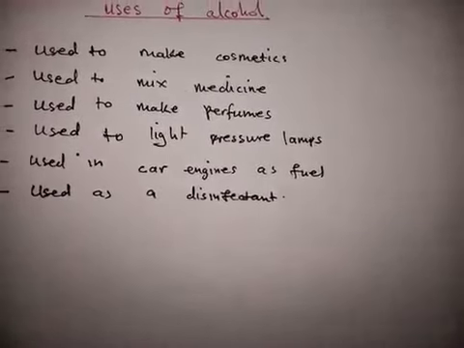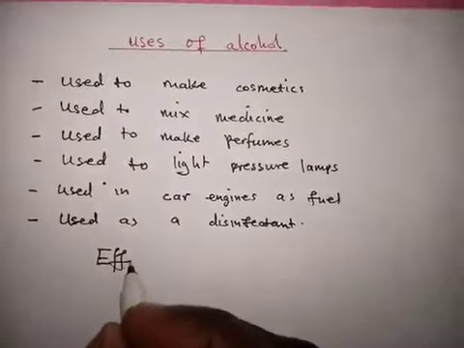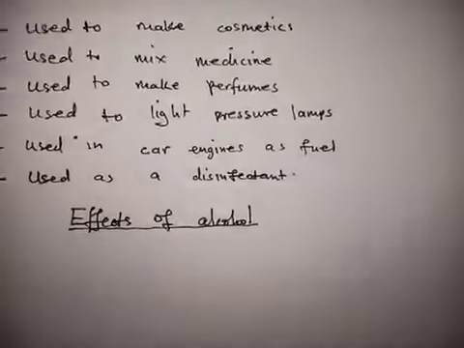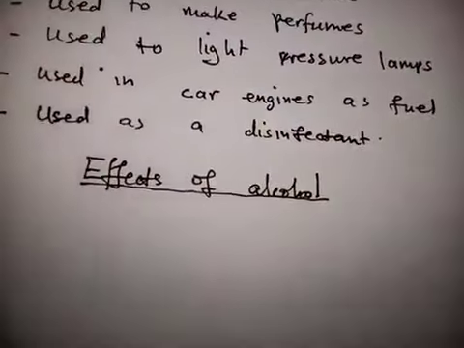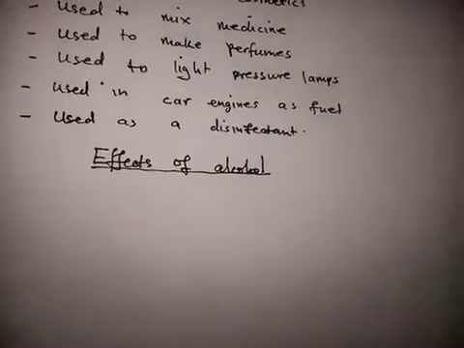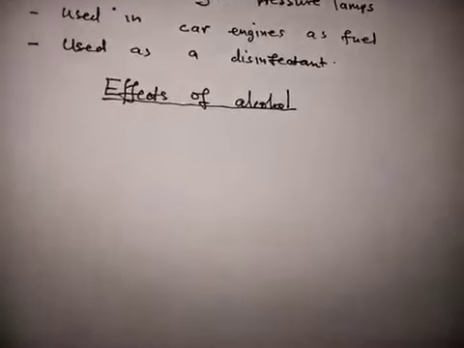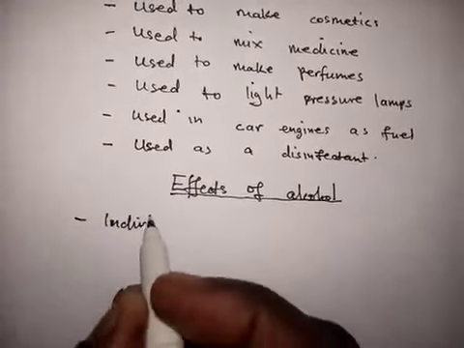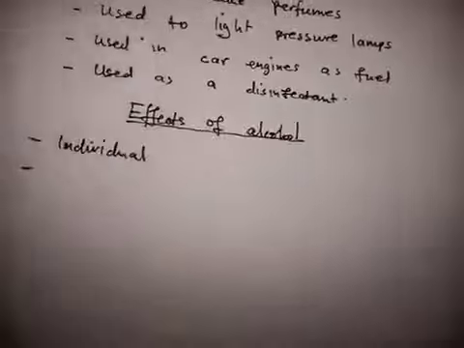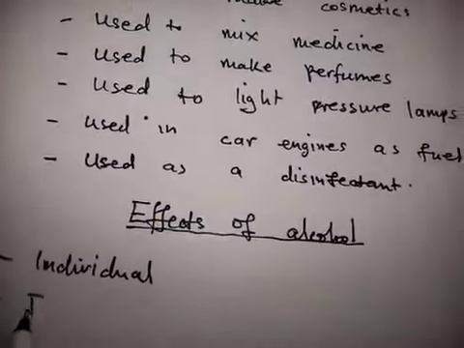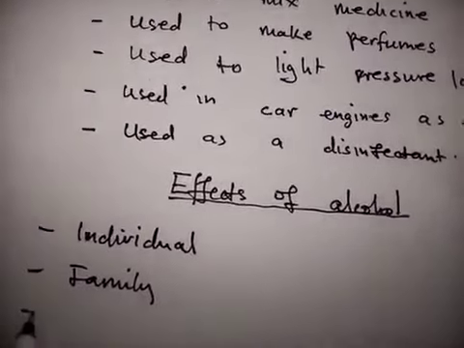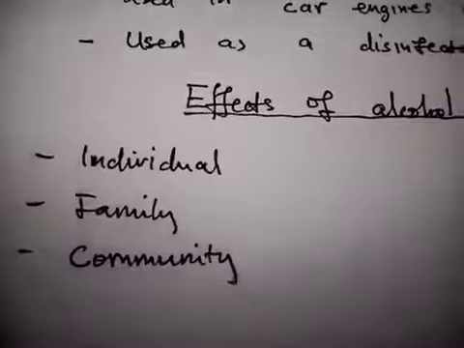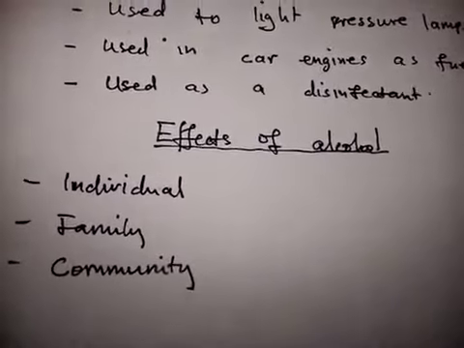So from the uses of alcohol, we go to the effects of alcohol. This alcohol affects the individual, that is the very person that takes it. It affects the family of that person, and it also affects the community from where the person comes. It affects the individual, the alcoholic. It affects the family. It also affects the community. So let's talk about the effects of alcohol to the individual.